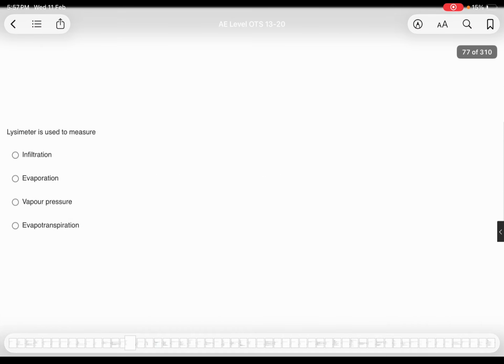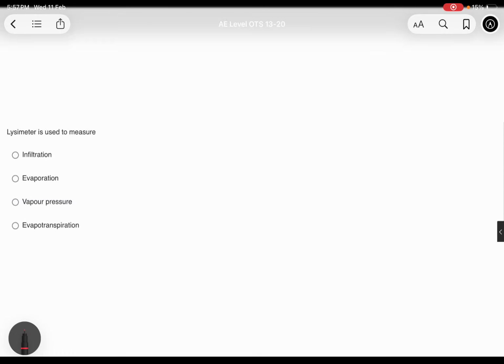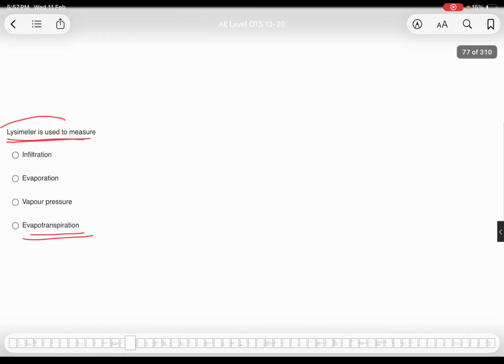Next, the lysimeter is used to measure evapotranspiration.